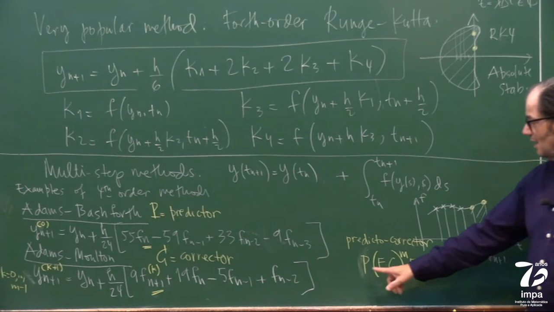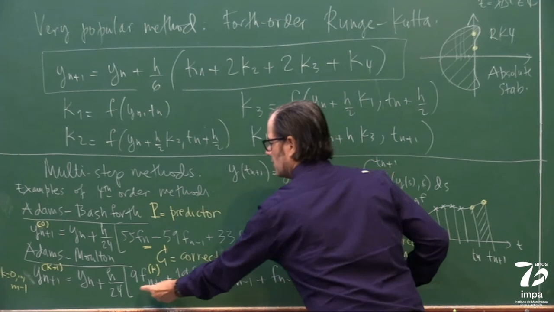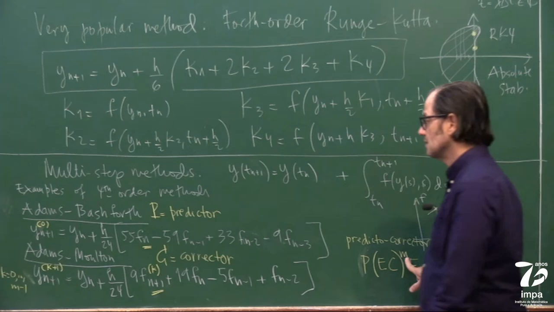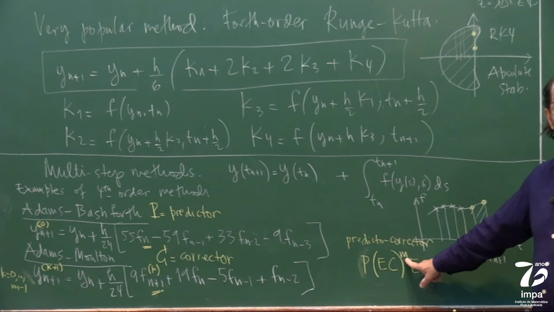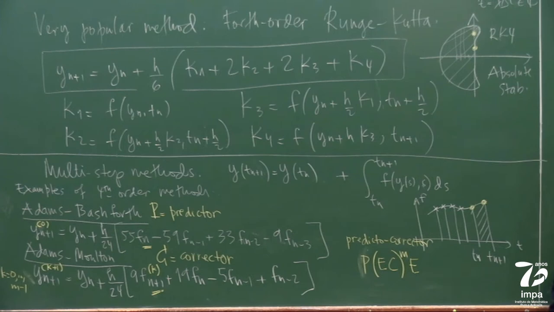I'm doing a predictor, an evaluation of the vector field after I predict it, which means I predict it, and I do the evaluation of the vector field according to my prediction. I correct it. I do this m times: evaluate, correct. And then once I'm done, I evaluate it again, because it's going to be used here. So this tells what you're doing with the predictor corrector scheme. OK? And this is good.